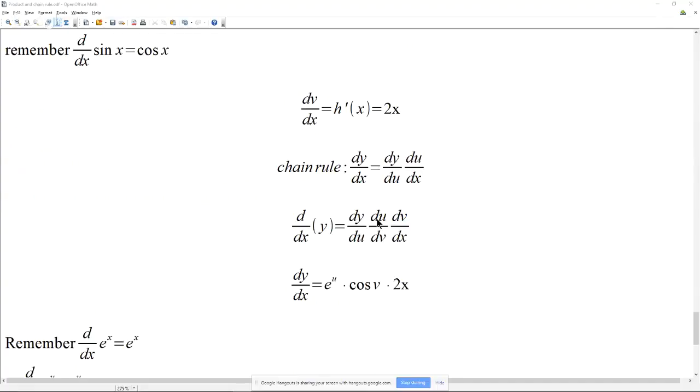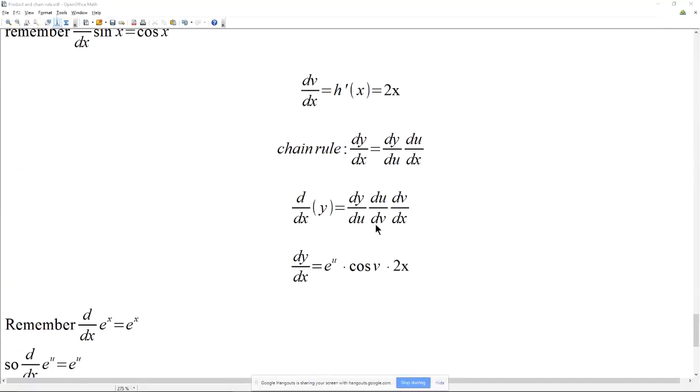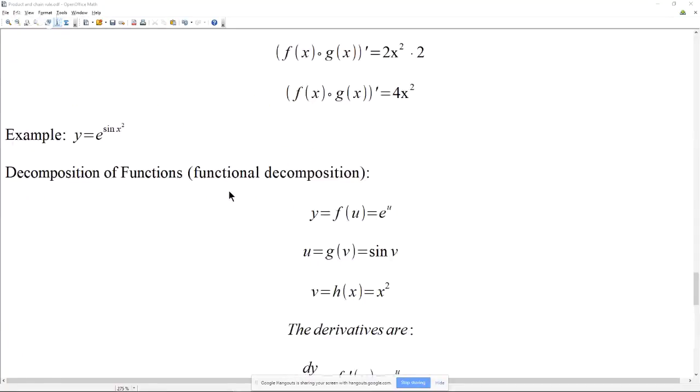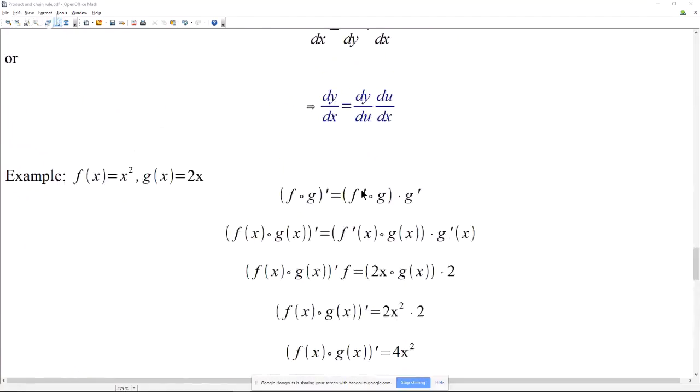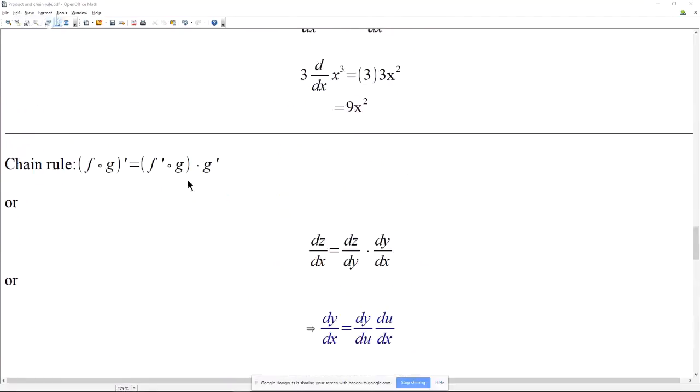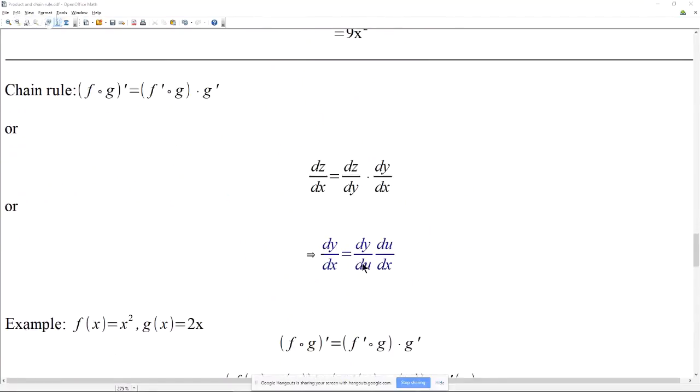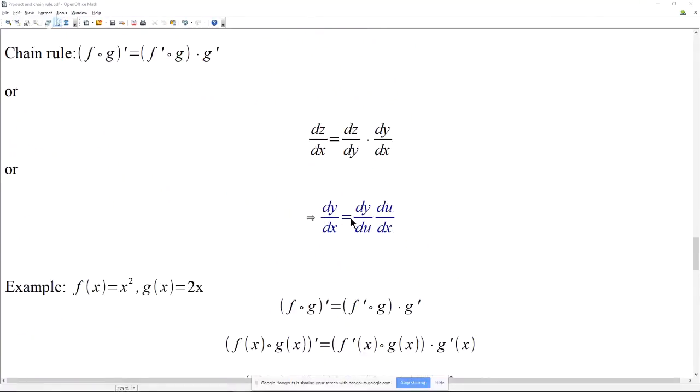So when you have three or more, you just multiply the derivatives together. Look what happened. If you have two, you do f of g of x times g prime of x. But when you have three or more, you just multiply the derivatives together. With two derivatives, you're just going to use this formula right here. This is your simple chain rule.